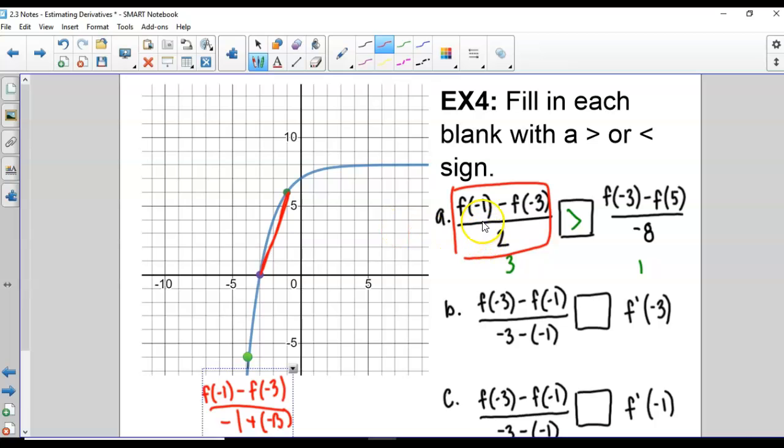The first one's between negative 3 and negative 1. What about this one right here? Negative 3 and 5. So, like on this graph, the point on the graph for 5 is right here. So, from negative 3 to 5, we're looking at the slope of that line.